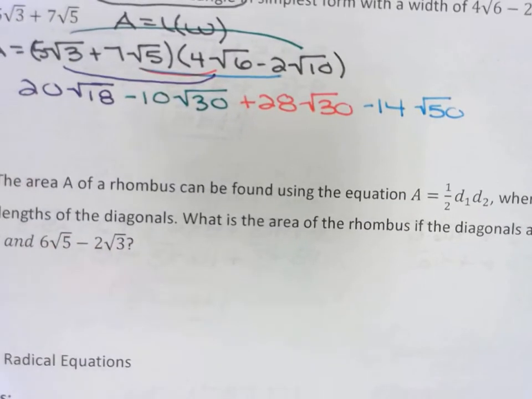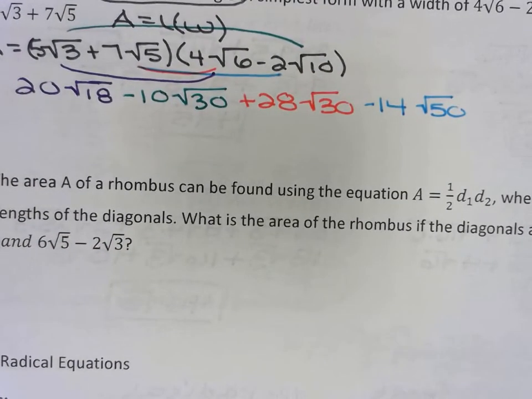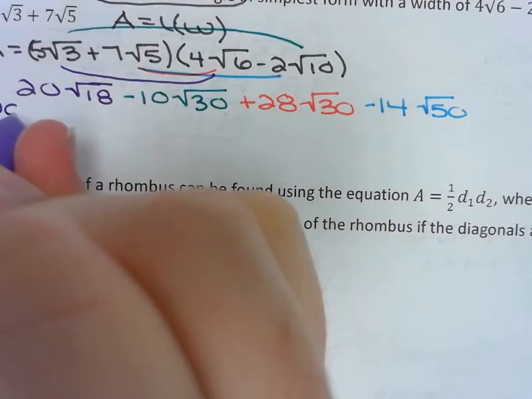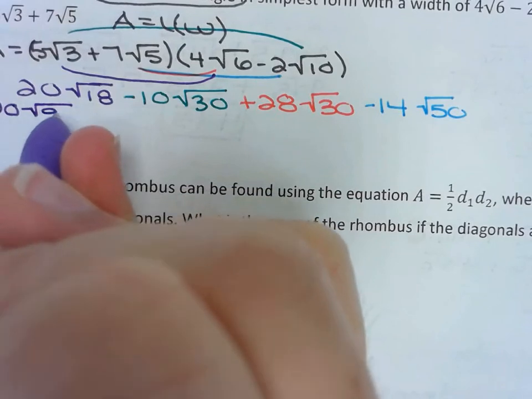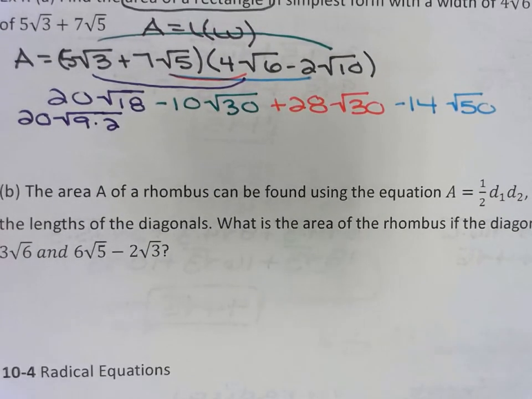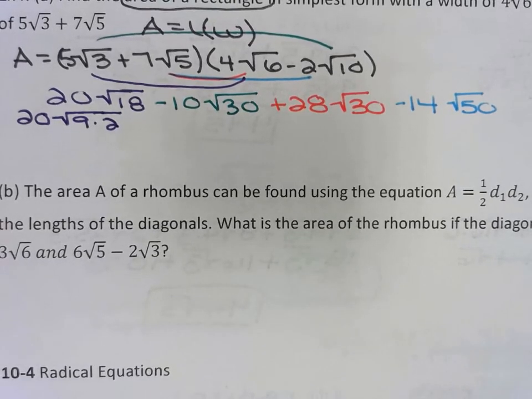Okay, let's go through and simplify and combine what I can. Okay, as I look at the first one, we have 20 square root of 18. Biggest perfect square that goes into 18 is 9. So we're going to write that as 9 times 2. If I look at my square roots of 30s, there's not really anything I can do to combine those or simplify those. There's no biggest perfect square that goes into 30.